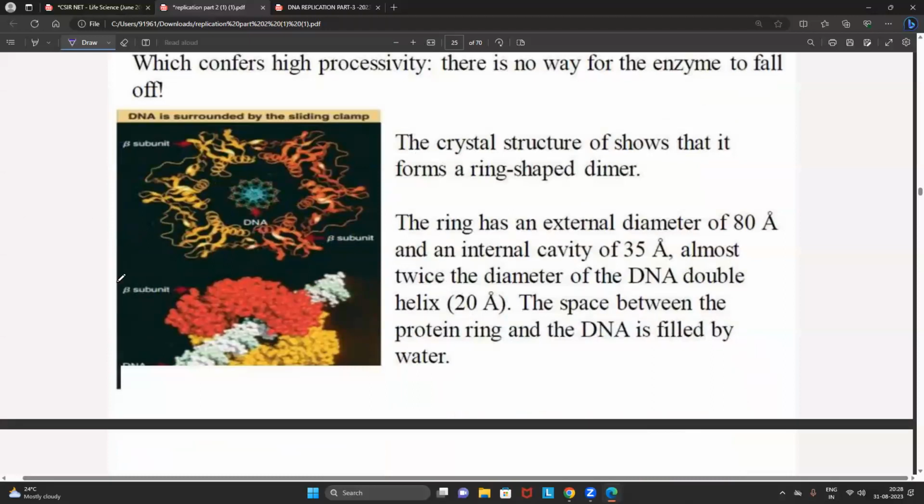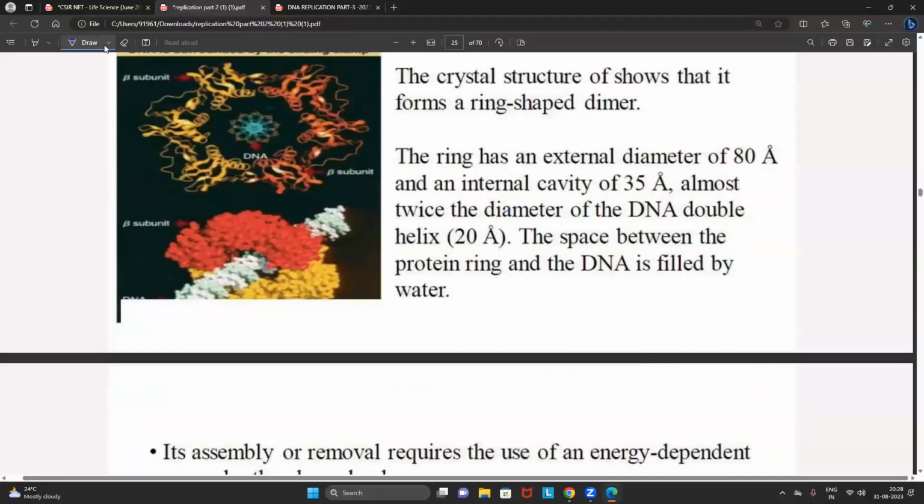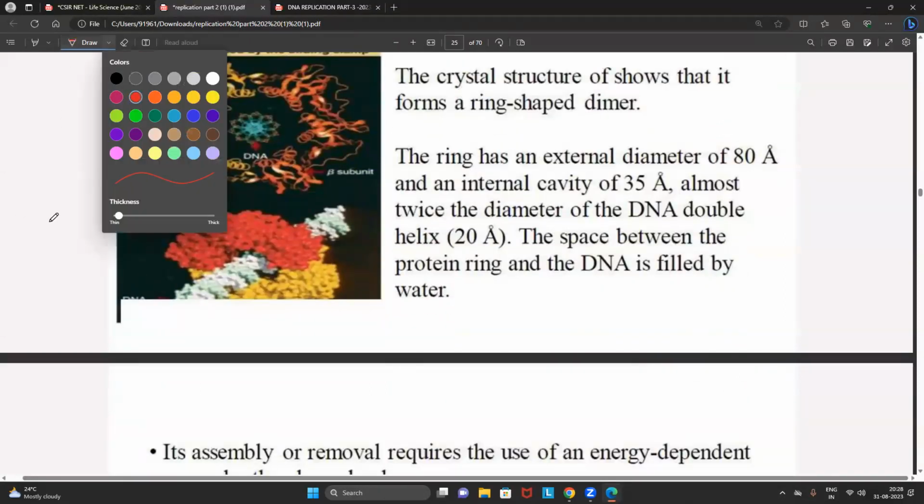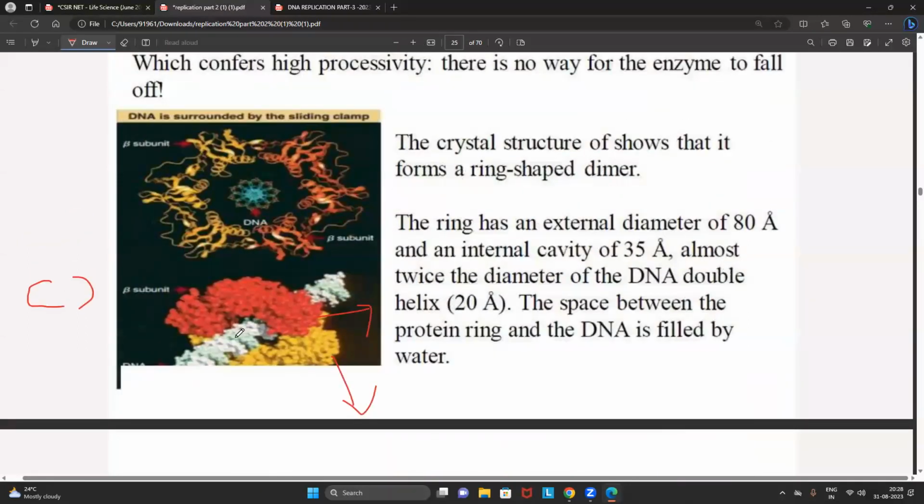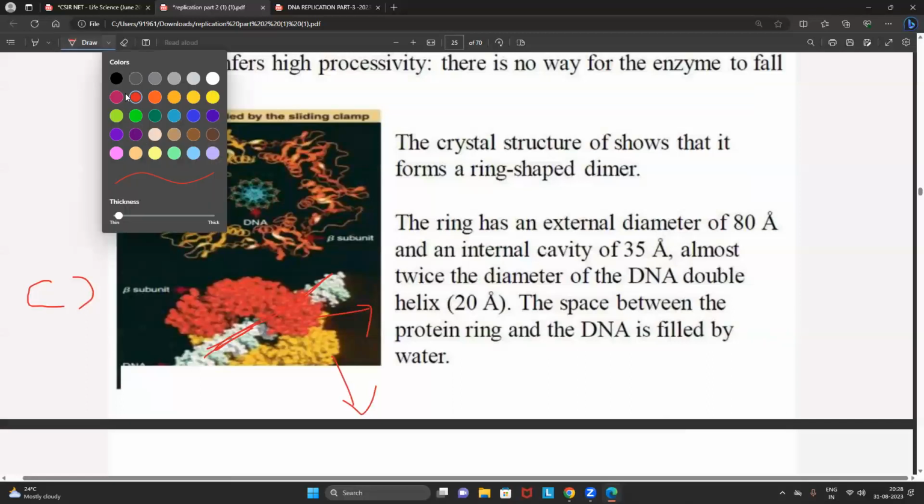Now you people look into this beautiful picture. How does this particular beta clamp look? It looks like a C-shaped structure. You can see, right? The red color and yellow color, that is only the beta clamp. In the white color, you can see, right? That is the DNA.